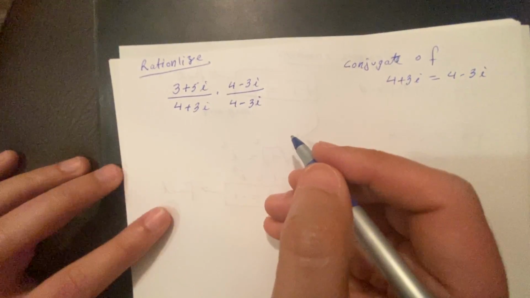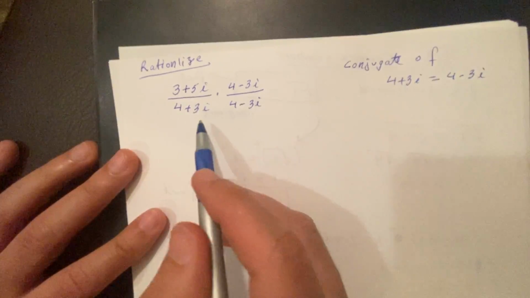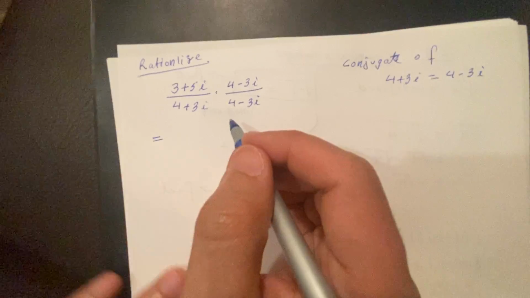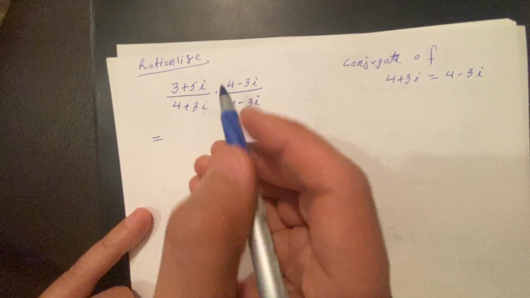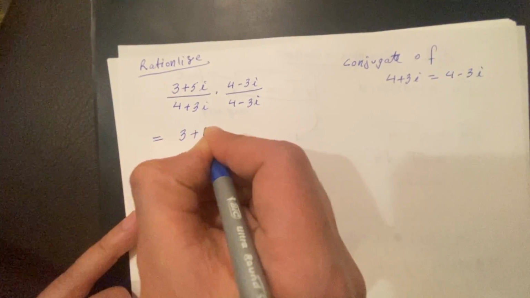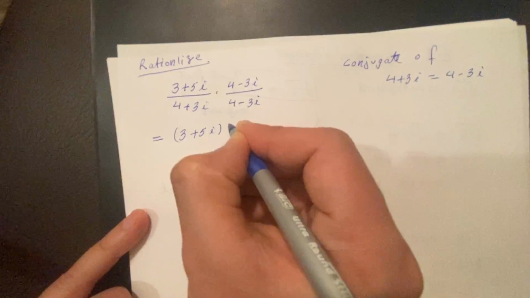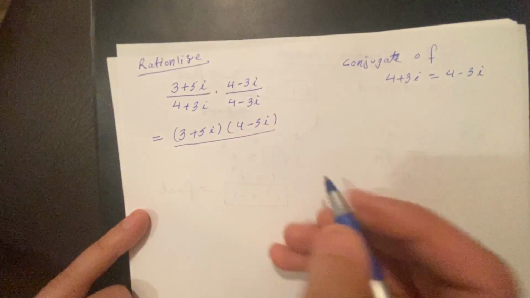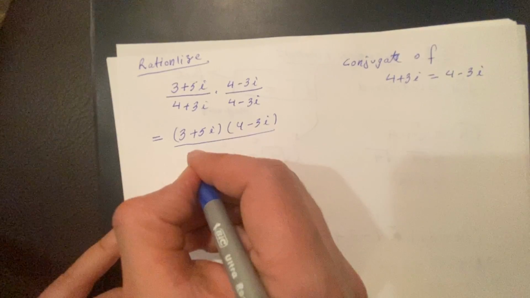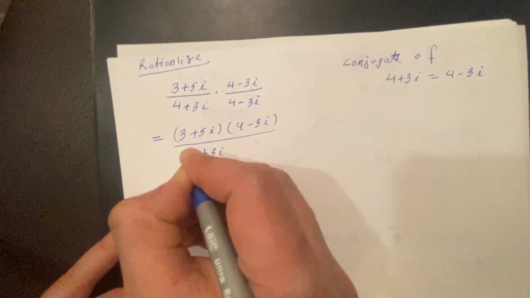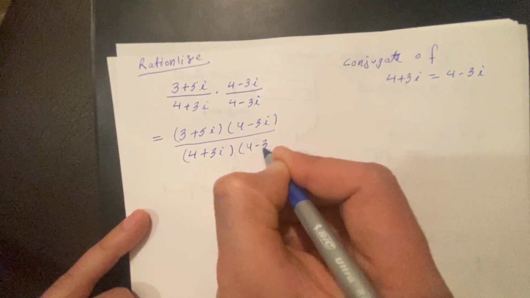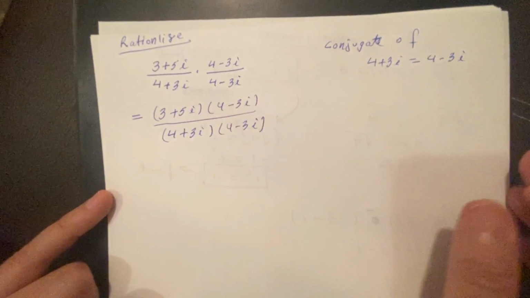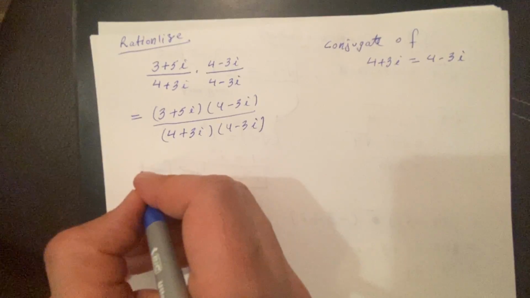This way, we can get rid of the i from the denominator. So now just multiply the top, 3 plus 5i times 4 minus 3i, over the denominator, 4 plus 3i times 4 minus 3i. All right, so on the top we are multiplying these two, so let's just look at the top, or numerator part, first.